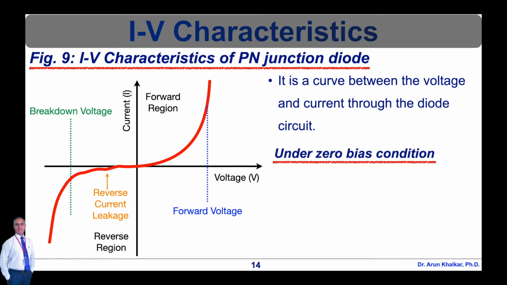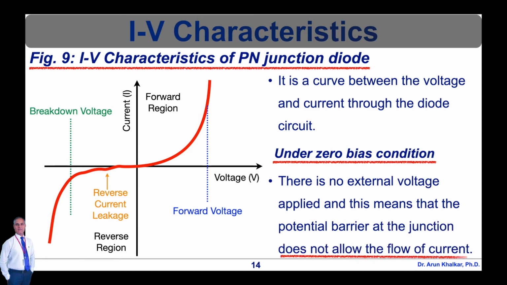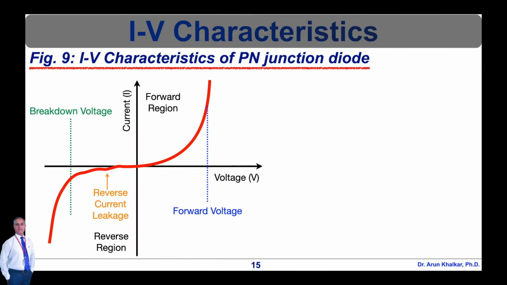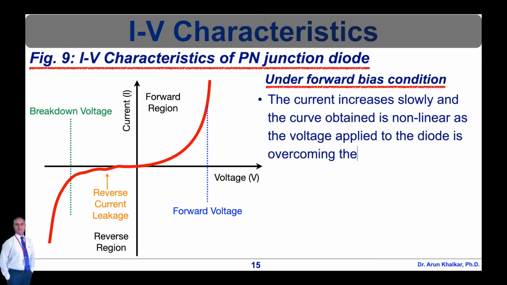When the PN junction diode is under zero bias condition, there is no external voltage applied, and this means that the potential barrier at the junction does not allow the flow of current. When the PN junction diode is under forward bias condition, the P-type is connected to the positive terminal while the N-type is connected to the negative terminal of the external voltage. When the diode is arranged in this manner, there is a reduction in the potential barrier. For silicon diodes, when the voltage is 0.7 volt, and for germanium diodes, when the voltage is 0.3 volt, the potential barrier decreases and there is a flow of current.